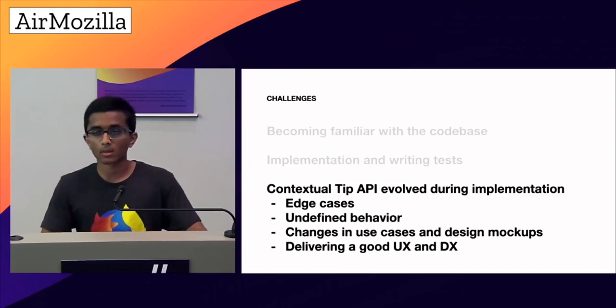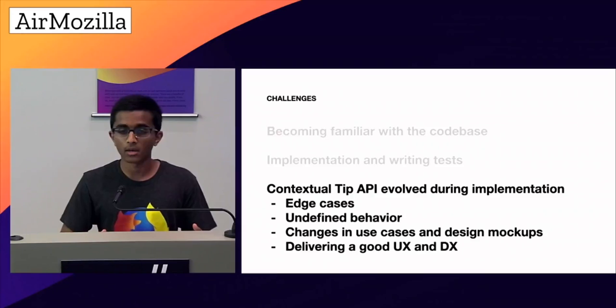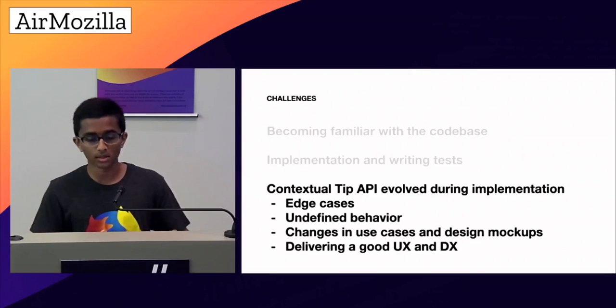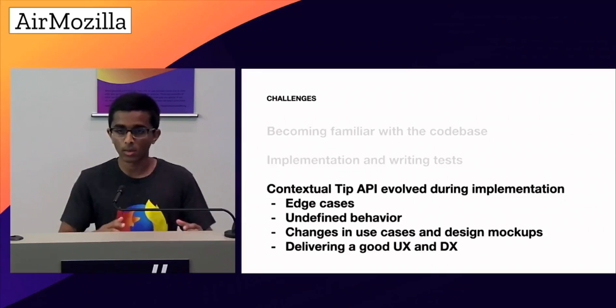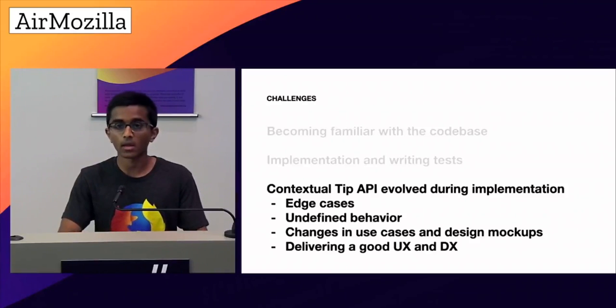The biggest challenge was probably that the API was always changing as we were implementing it, because we would find some edge cases that we hadn't anticipated, or some scenarios where there was undefined behavior. So we would go back and change the API design, or we would just have new ideas that were an improvement upon what we already had.